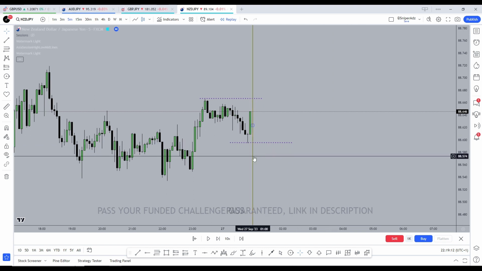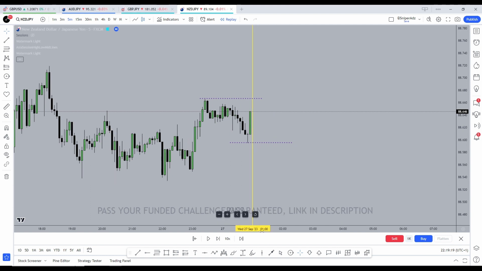So guys, now moving on to the second example, you can see right here, I've already marked out the liquidity high, liquidity low, and I've already got the vertical line right here to represent the opening of the time.